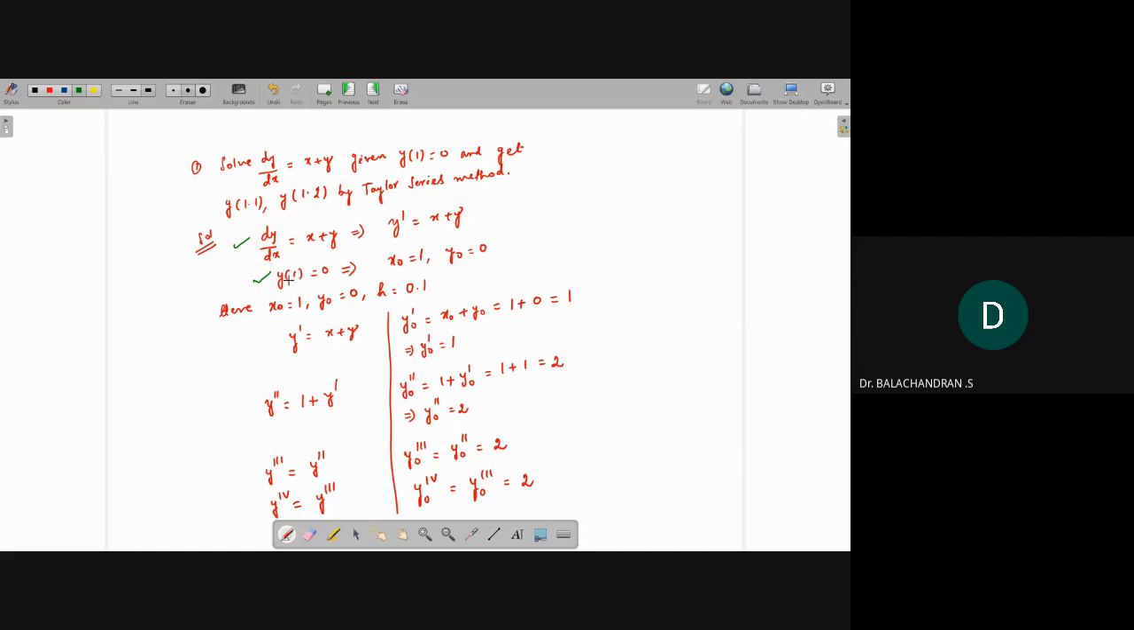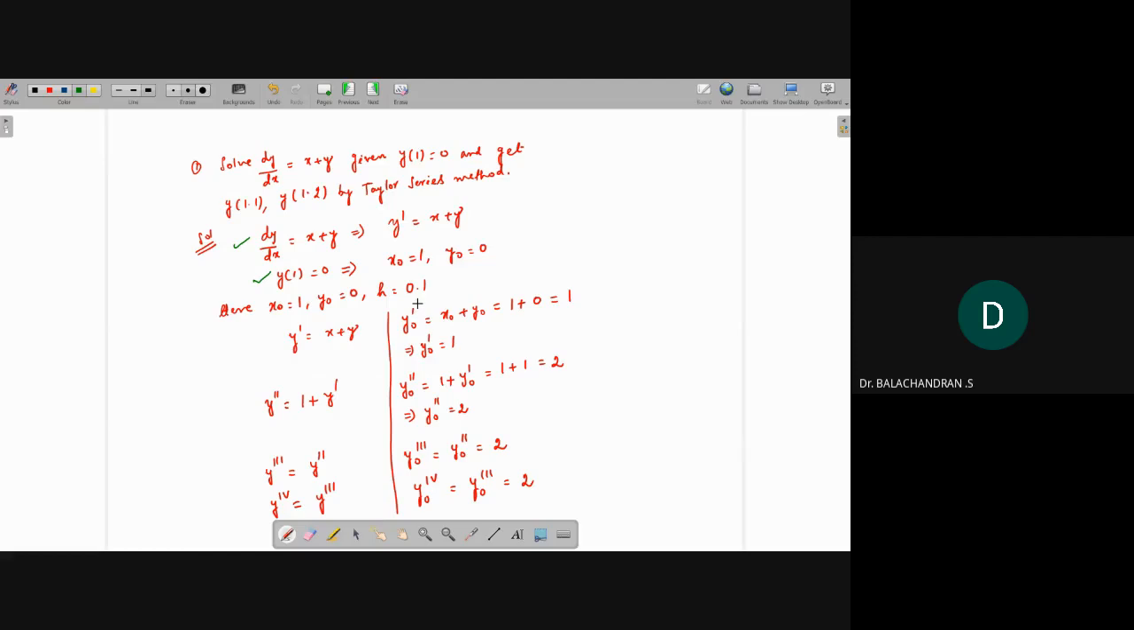So x naught equal to 1 and y naught equal to 0, and the h value is 0.1, because x naught is 1, x1 is 1.1, and x2 is 1.2. So h is 0.1.